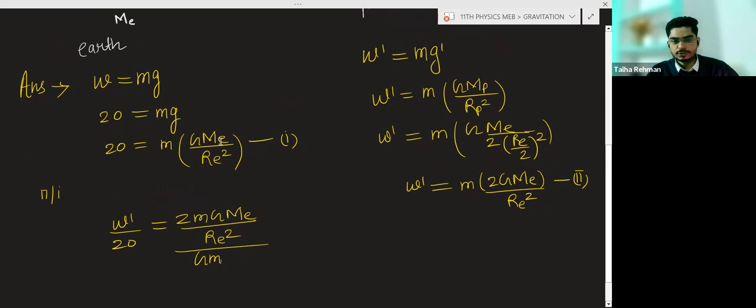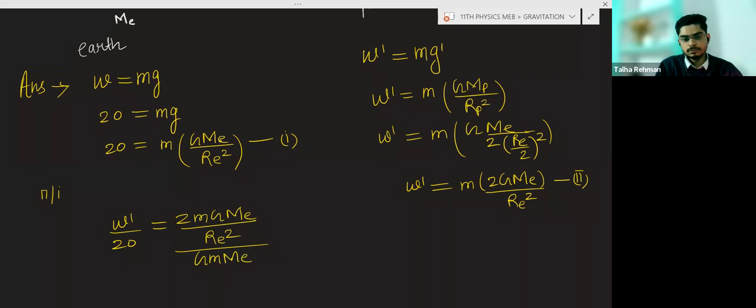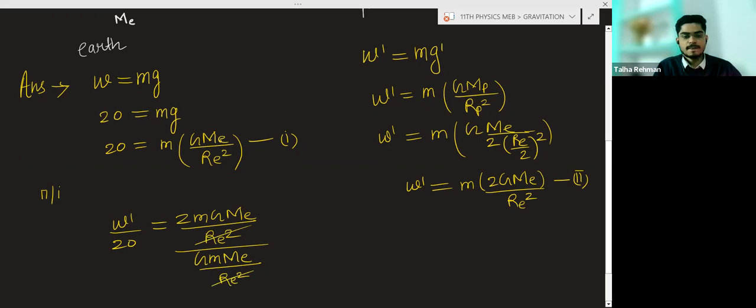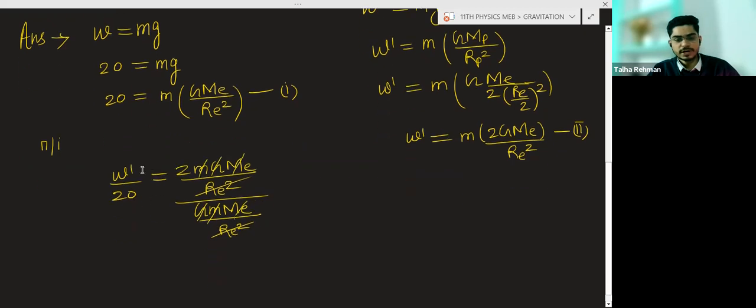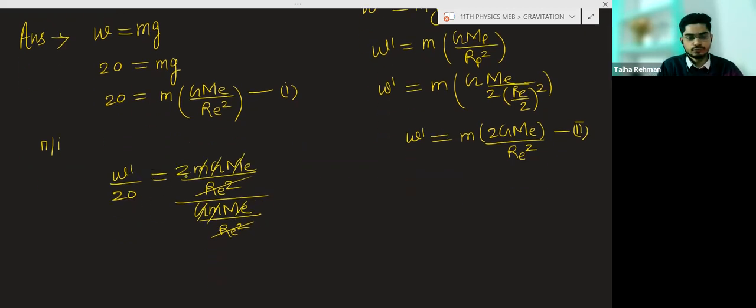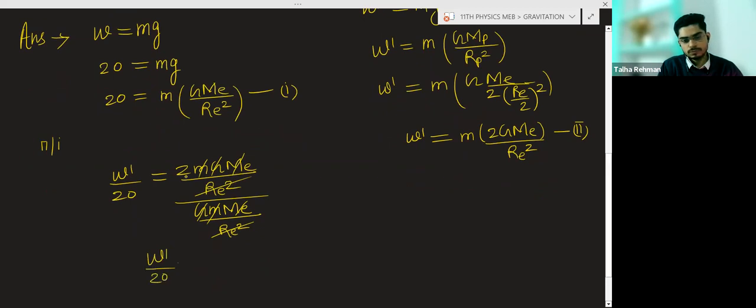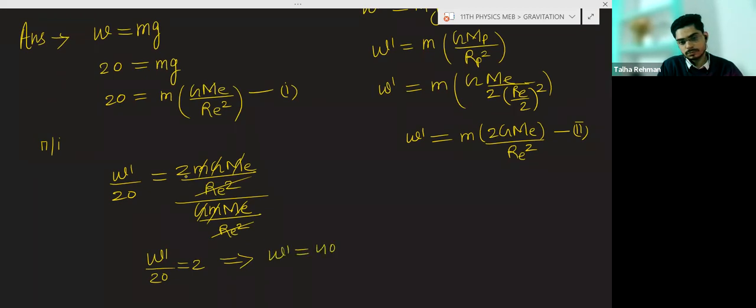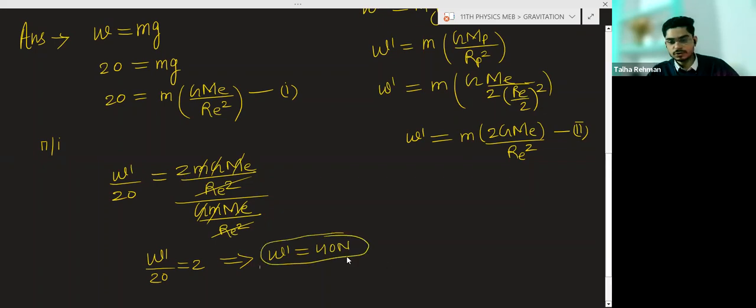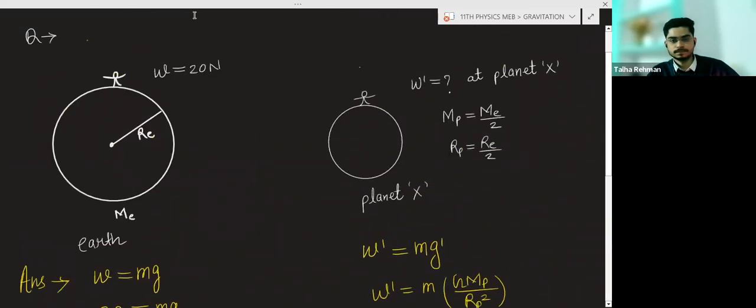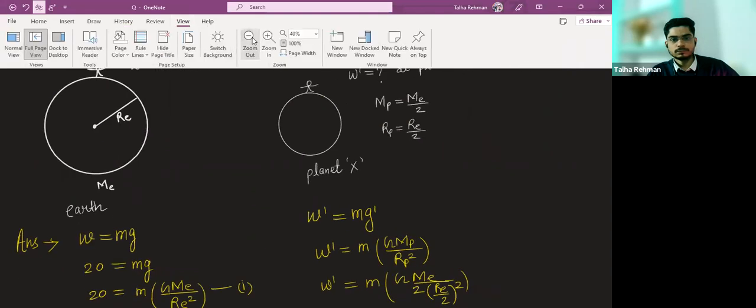So it will become G into M into ME divided by RE square. This cancels out, and this is gone with this. This cancels out, and this ME will cancel out. So what will we have? W dash by 20 is equal to 2. So this will be the weight of the person on the surface of the planet X. Write down.